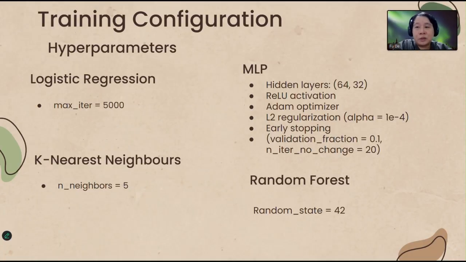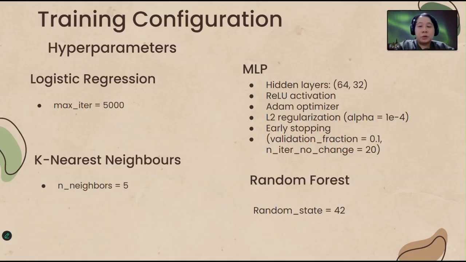Next, for the hyperparameters of our four models, for logistic regression we set max_iter to 5000. This ensures the algorithm converges properly, especially after dimension reduction. For KNN, we select 5 neighbors. This balances bias and variance: a smaller k may overfit, while a larger k may oversmooth decision boundaries.